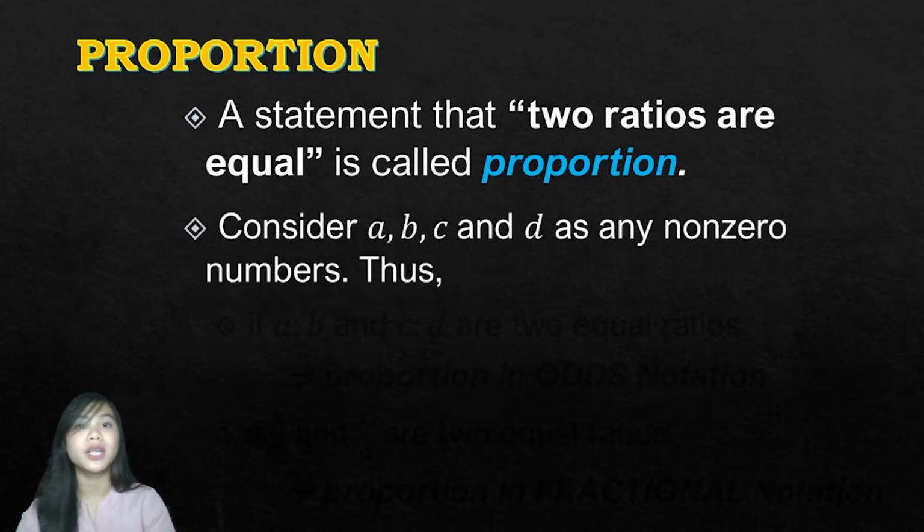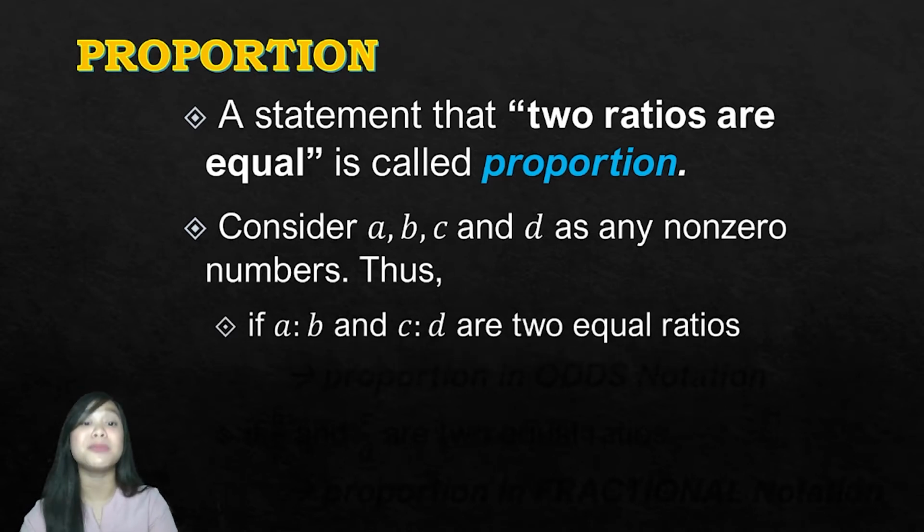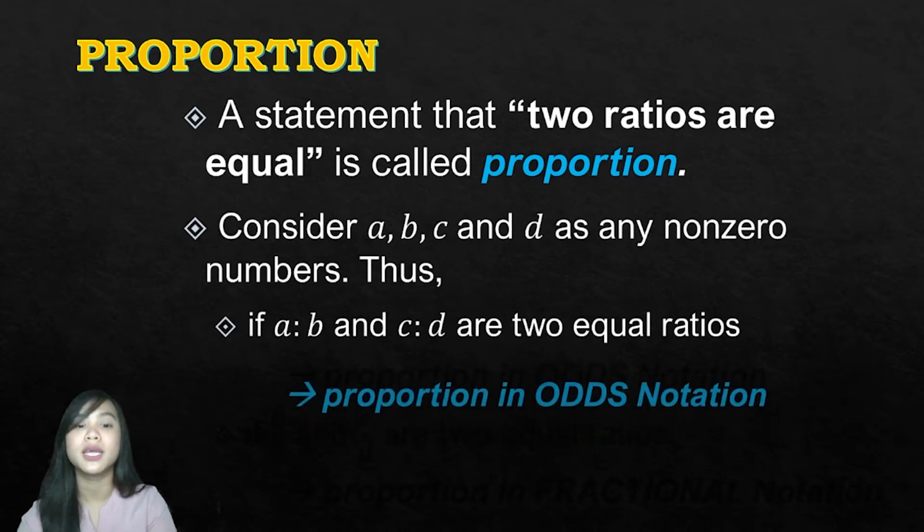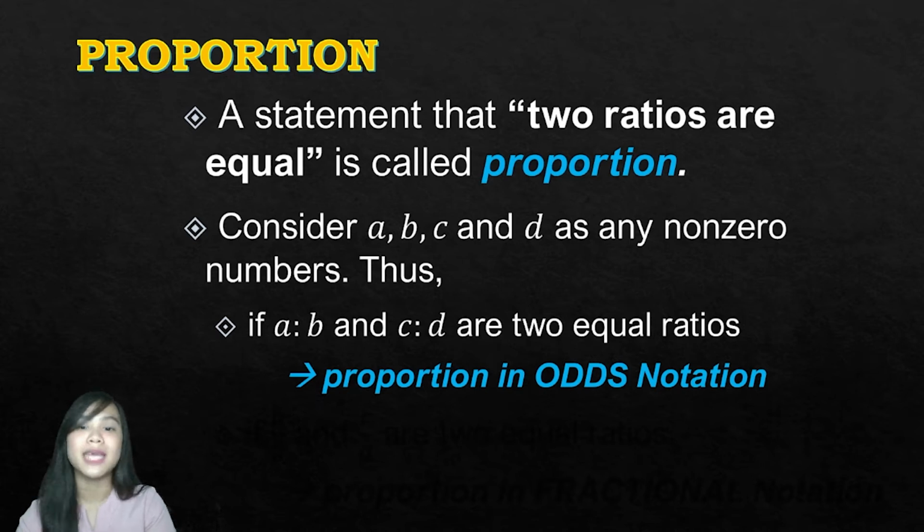So let us consider these variables a, b, c, and d as any non-zero numbers. Thus, if a is to b and c is to d are two equal ratios, then that is a proportion, which is in odds notation. So we have a symbol here, a colon. That is why we have a proportion in odds notation.